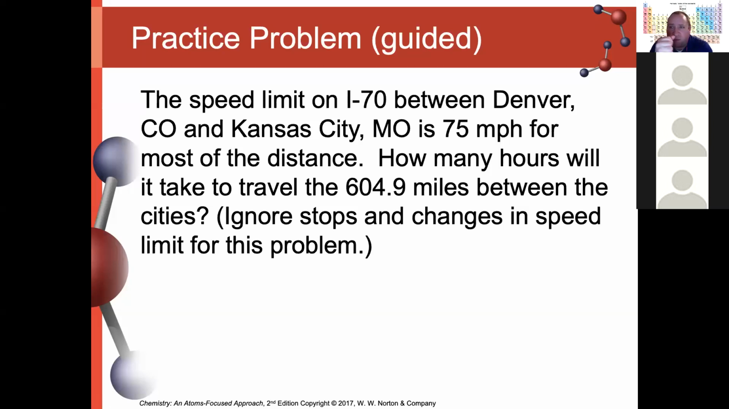So the speed limit on I-70 between Denver and Kansas City is 75 miles an hour for most of the distance. How many hours will it take to travel the 604.9 miles between those cities? For the purposes of this problem, we're going to ignore all stops. We're going to ignore changes in speed limit. We're just going to assume that you're going to go 75 miles an hour the entire way.